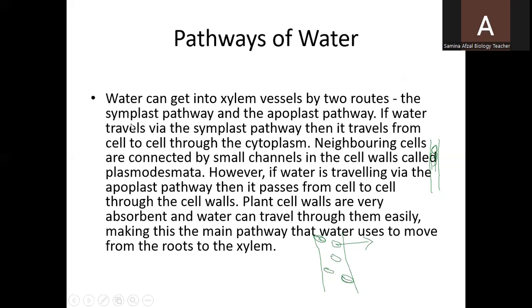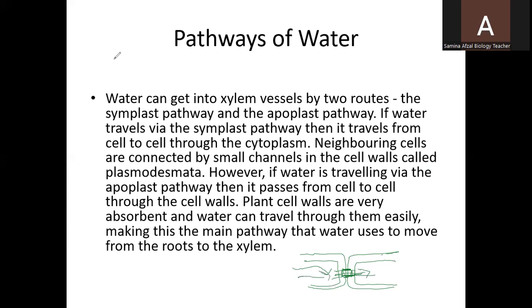Now the pathways of water as it moves through the roots and in the upward direction. First of all, there are two different routes by which water can get into the xylem vessels: the symplast pathway and the apoplast pathway. If the water travels via the symplast pathway, then it travels from cell to cell through the cytoplasm. The plasmodesmata are present in the wall, so water will move through the cytoplasm, pass through the plasmodesmata, and enter the other cell.